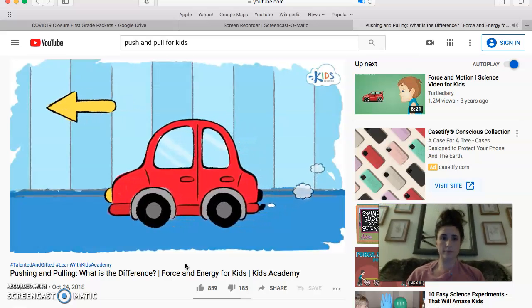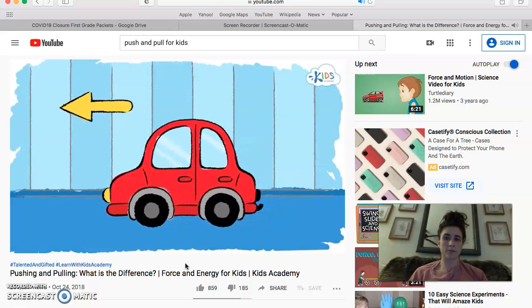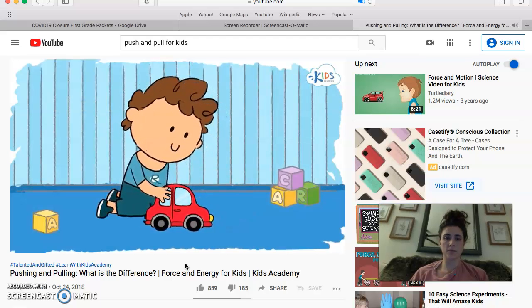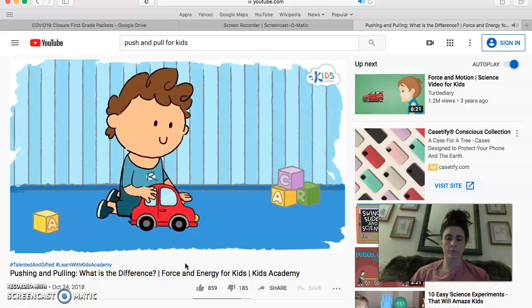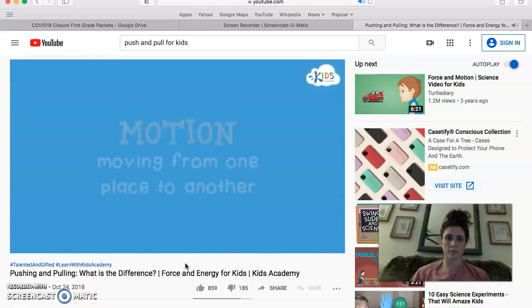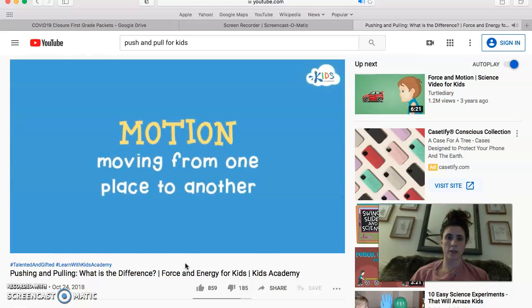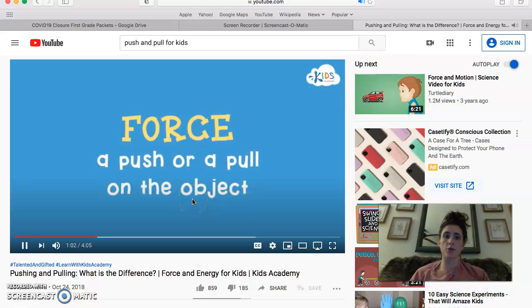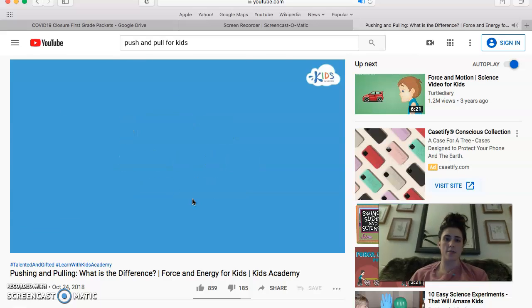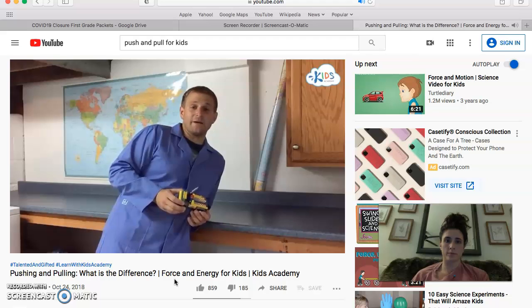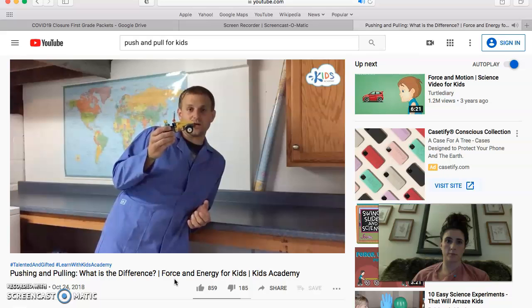When an object moves from place to place, we call that motion. In order for an object to be put into motion, a force has to be applied to it. That force can be either a push or a pull. Motion is moving from one place to another. Force, a push or a pull on the object. Now that we know a little bit about motion and forces, let's step into the lab and take a look at what they look like in real life using this toy truck.